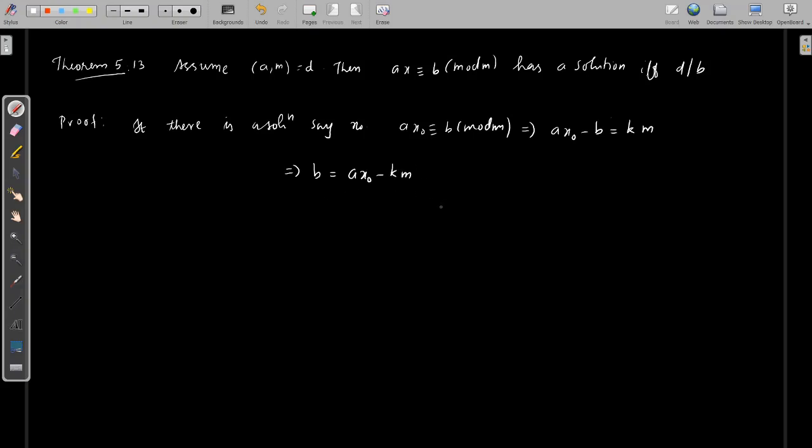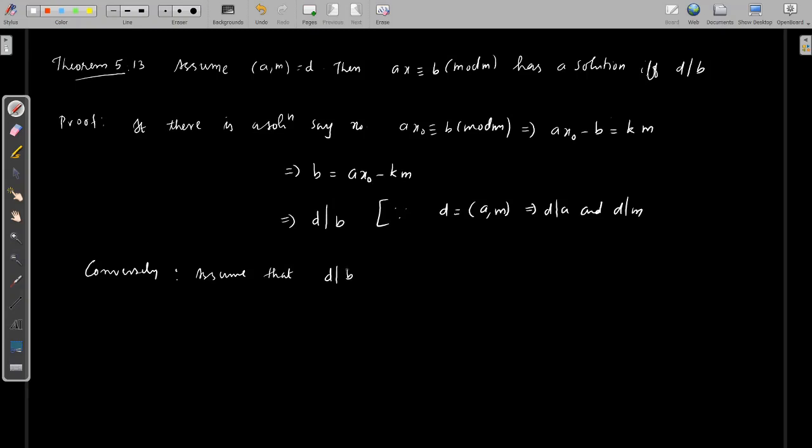But we are given that d is the GCD of a, m. Consequently, d divides a and d divides m. Now you have d divides a and d divides m, so from this equation you can say that d divides the right side, so d divides b itself. Conversely, assume that d divides b. Then consider the equation ax congruent to b mod m. We know that d is the GCD of a, m, so d divides a and d divides m.